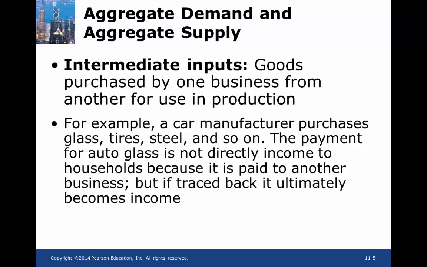Aggregate demand and aggregate supply. Intermediate inputs: goods purchased by one business from another for use in production. For example, a car manufacturer purchases glass, tires, steel, and so on. The payment for auto glass is not directly income to households because it is paid to another business, but if traced back, it ultimately becomes income.